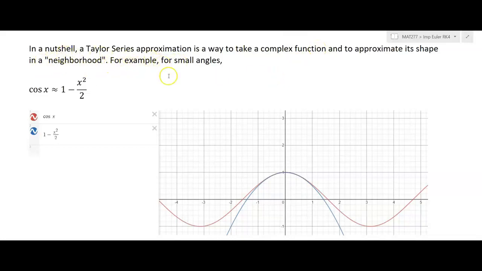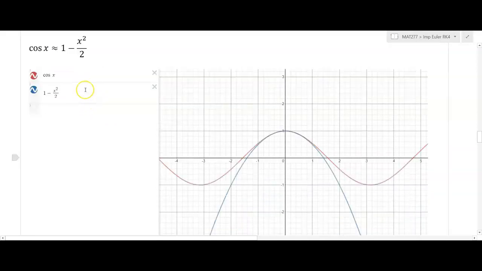So for example, for small angles, cosine of x, which is called a transcendental function, it's actually really hard to get calculators to graph these functions, believe it or not. And you can actually approximate cosine of x for a neighborhood, meaning for just values very, very close to x equals 0, by using the function 1 minus x squared over 2. And that's a first order or second order Taylor series expansion.